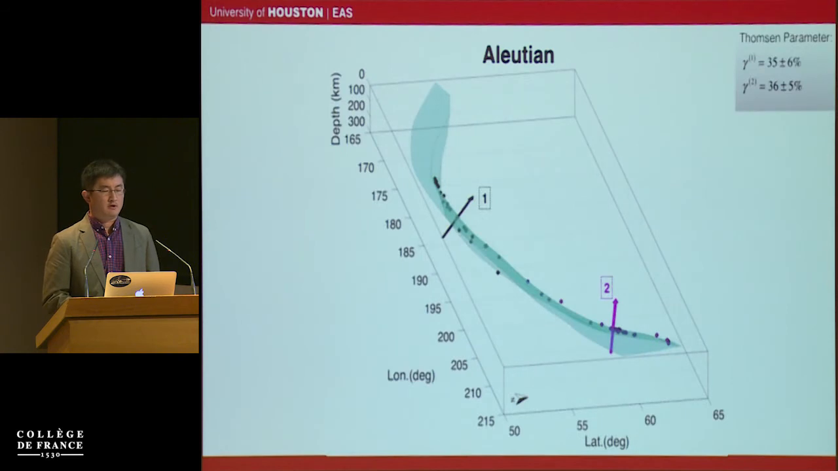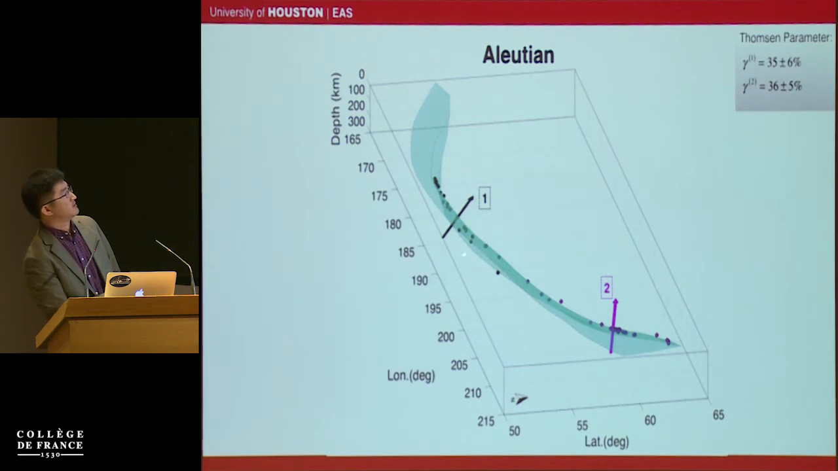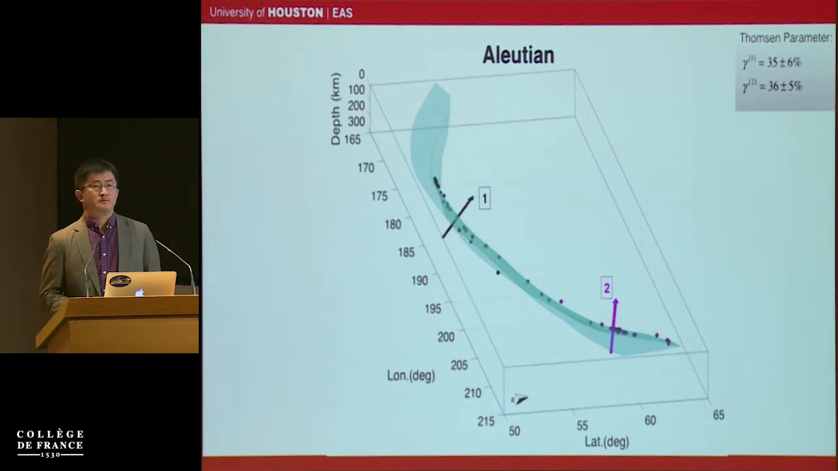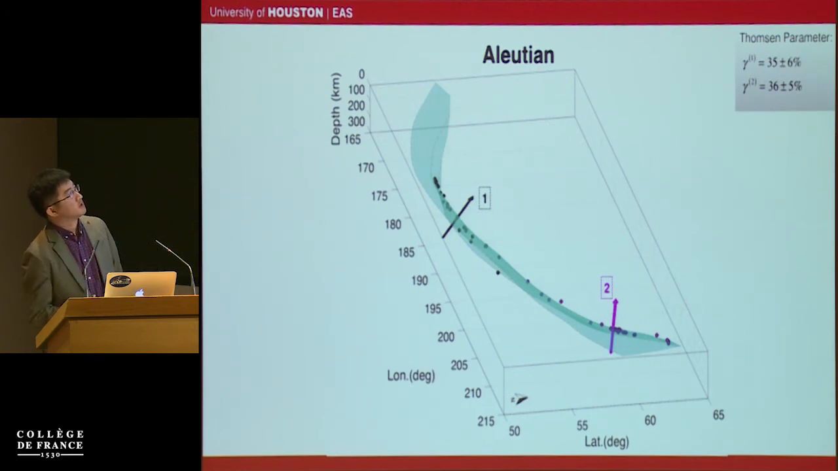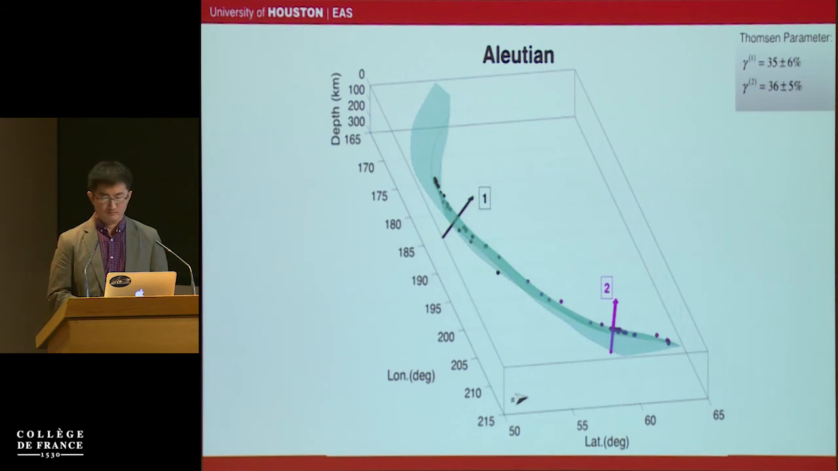So let's look at Alaska. On this side, we don't have a lot of earthquakes, so we just have a very large west group and the east group. Again, two groups with anisotropy axis perpendicular to the slab, and consistent large anisotropy.